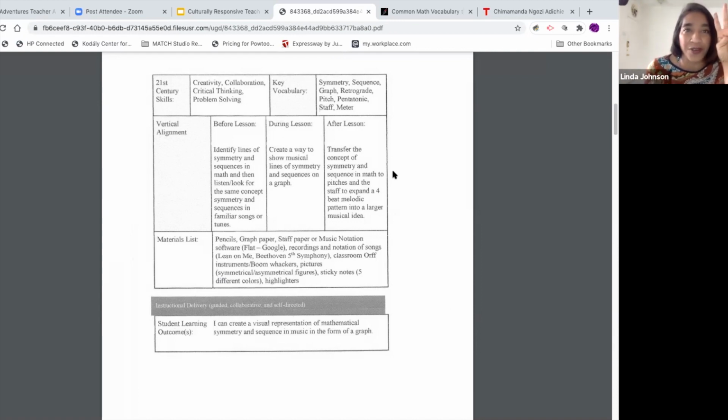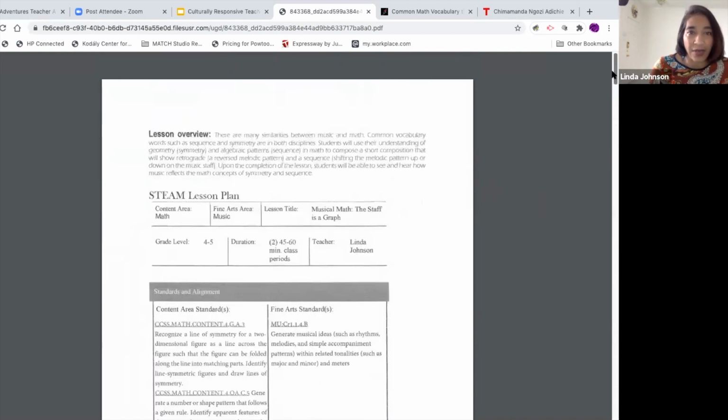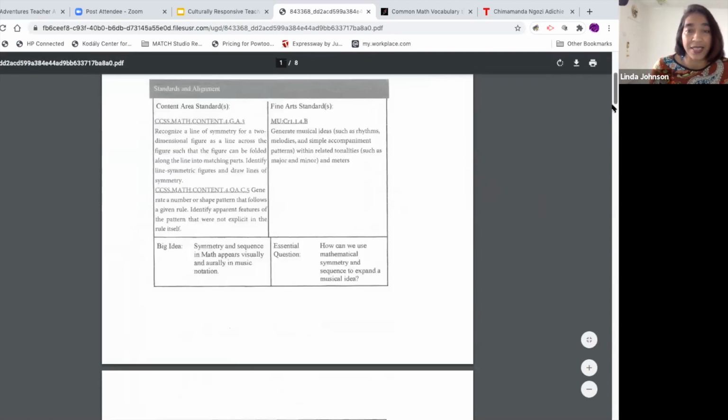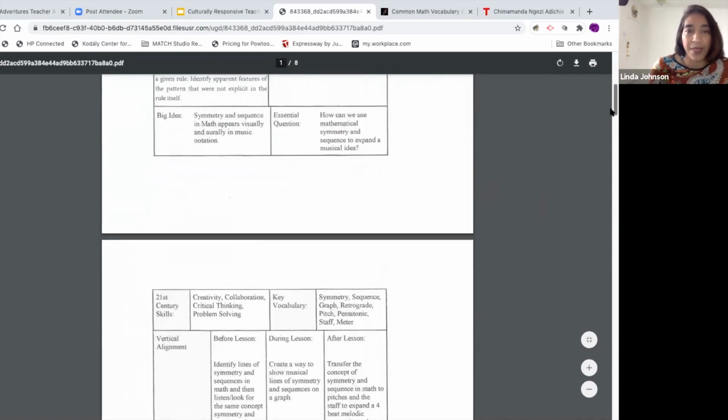And guess what? That's 4 notes. That's it. And they're going to expand that into a larger musical idea. They're going to take those 4 notes and they're going to do all kinds of little mathematical equations with them. But the whole idea is, I think I gave a title to this. Musical math, the staff is a graph. Okay. And that's what it is. I like to rhyme too. I can't help that myself.